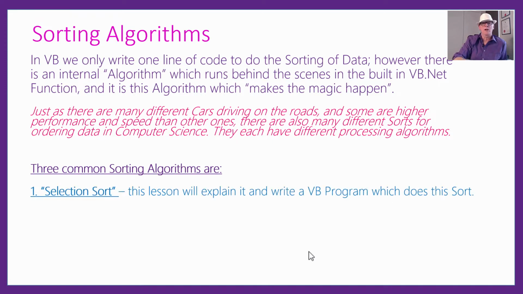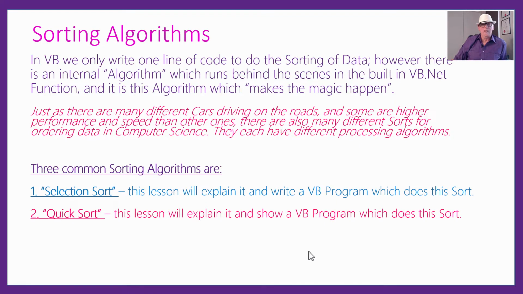So three of the common sorting ones you'll meet in a typical computer science software development course are selection sort, and that one we're going to explain. We're actually going to write a VB program for that and show you all about how that one works. The other one is quick sort. Now we're going to explain that one, and we'll show you a VB program that someone else has, because we didn't have time to do one ourselves, that does the sort. So you'll be able to create that one in VB.NET as well if you want to.